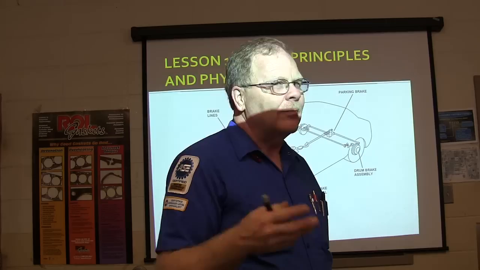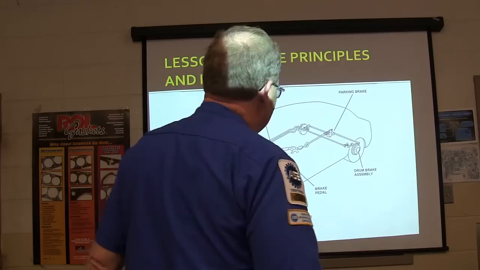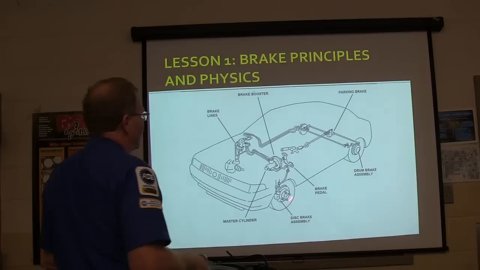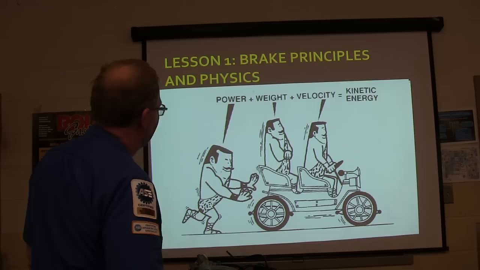And technically, drum brakes in some ways stop better than disc brakes. Now, disc brakes will get rid of water better than drum brakes will. You know, disc brakes are preferable for the front, basically. The brake lines are going through this little thing right here. We're going to talk about that. And then right here, you got a park brake, which basically doesn't look exactly like this, it's just sort of a generic thing. Okay, so you got power, you got weight, and you got velocity.